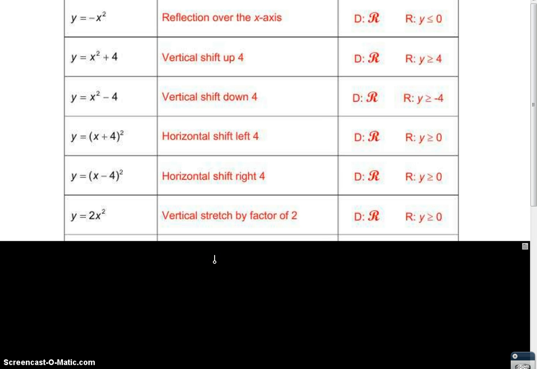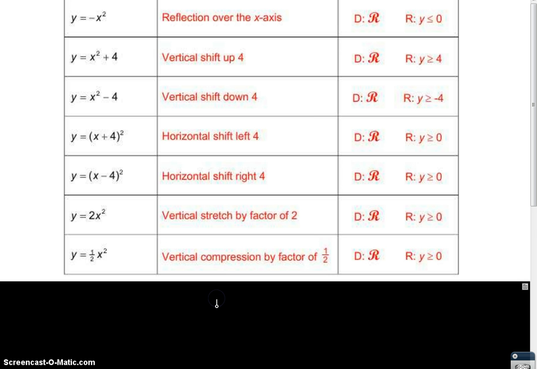When I had 2x squared, it was a vertical stretch by a factor of 2. If I have a coefficient in front of my x squared, and it is a whole number, it's going to be a vertical stretch. And then the last one was 1/2 x squared. Remember, if it's a fraction or a decimal, I have a vertical compression by that factor. And for both of those, the domain is all real numbers, and the range is y is greater than or equal to 0. Guys, copy all of this down. You should have these notes done before y'all get to class.